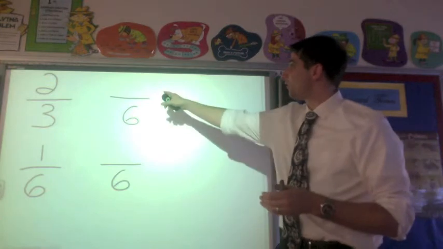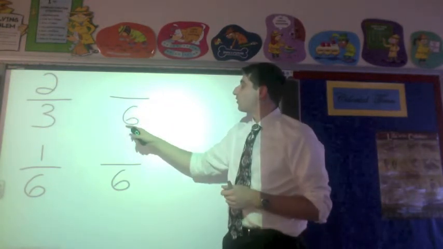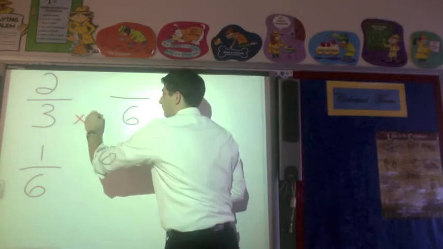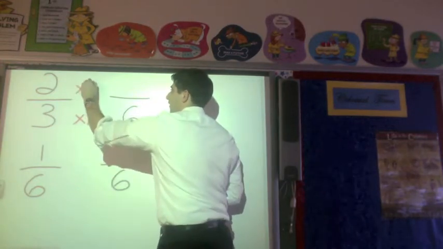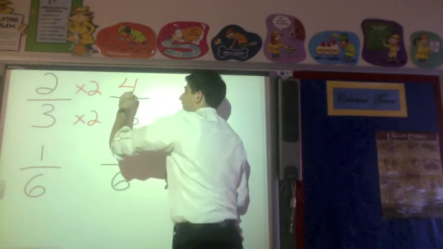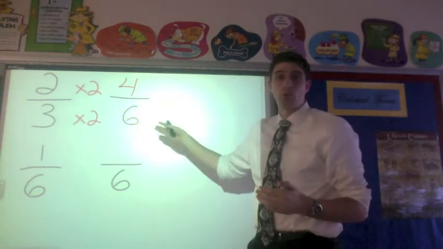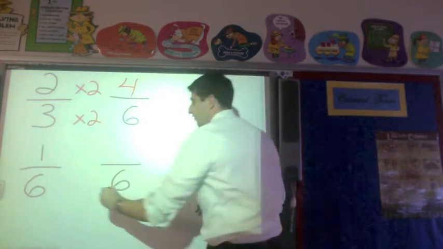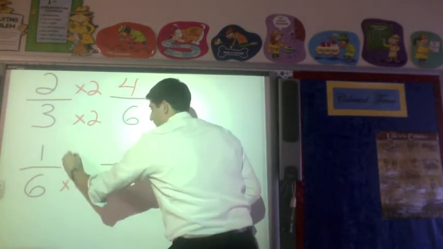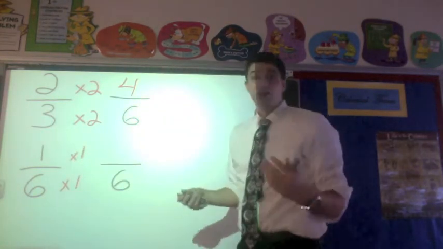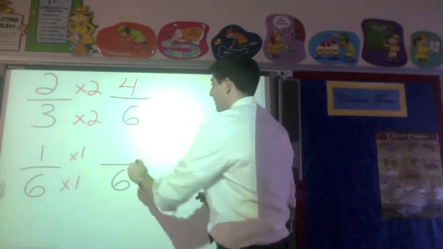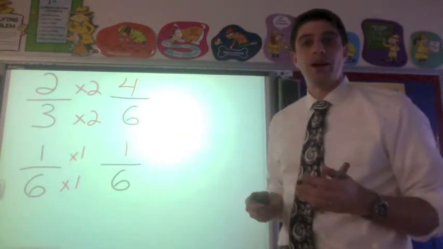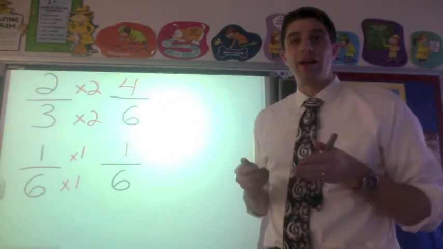All right, well, let's take a look at our first fraction up here. 3 times what gives us 6? You should have said 2. Now you should have 4/6. Over here, 6 times what gives us 6? If you said 1, you're right on, and 1 times 1 is 1. So now I'm ready to solve my problem.